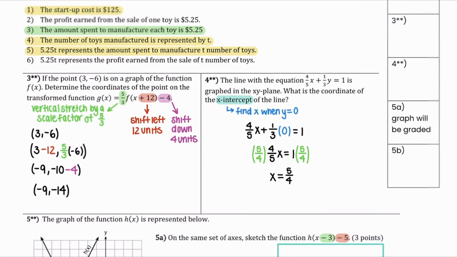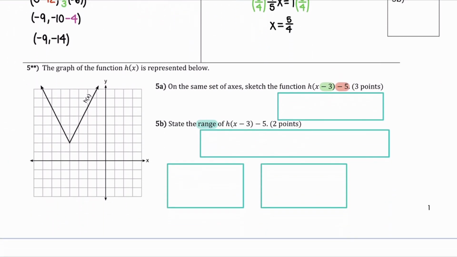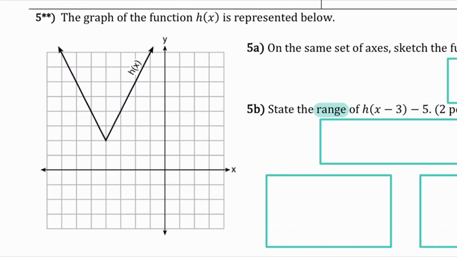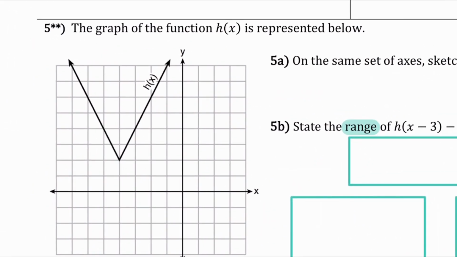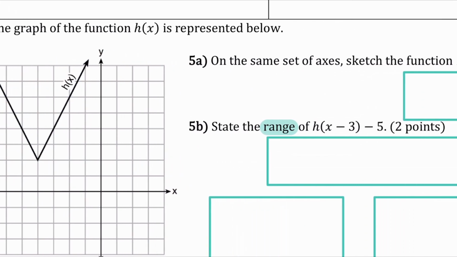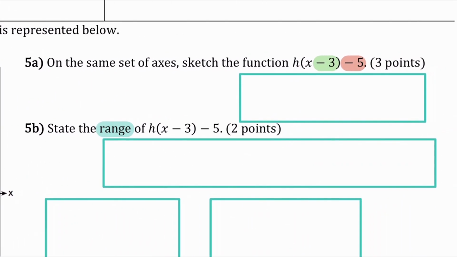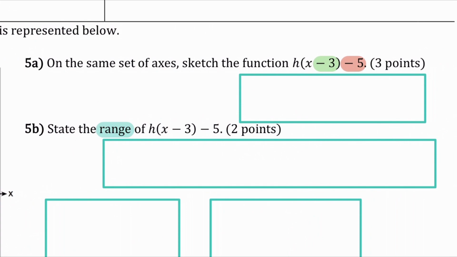Okay, let's look at 5. So 5, we have another transformation question. They give us the graph of some random function, h of x, but hopefully when you see this, you know that this is an absolute value graph. So 5a asks us, on the same set of axes, sketch the function h of x minus 3, minus 5.